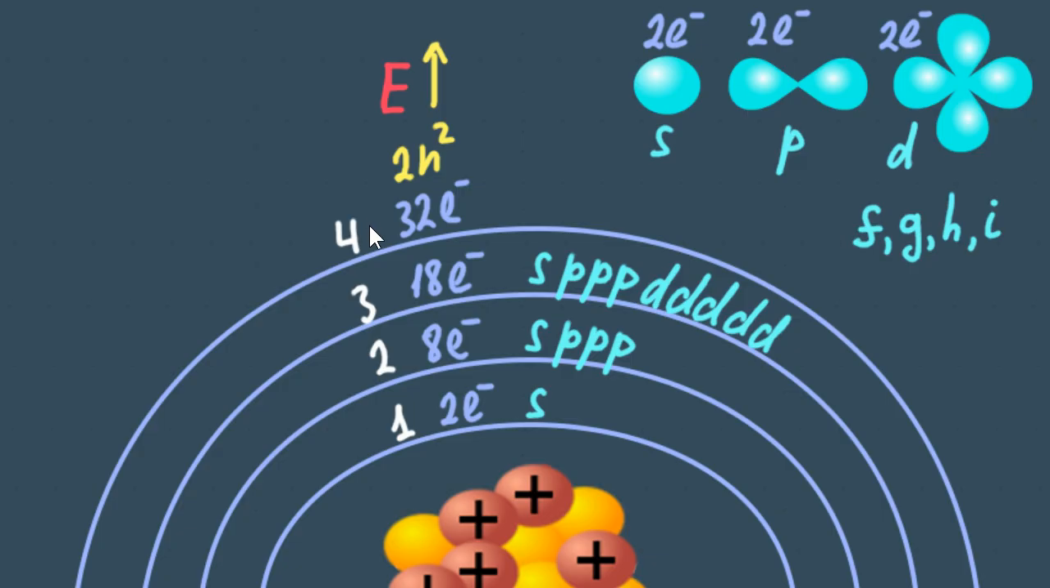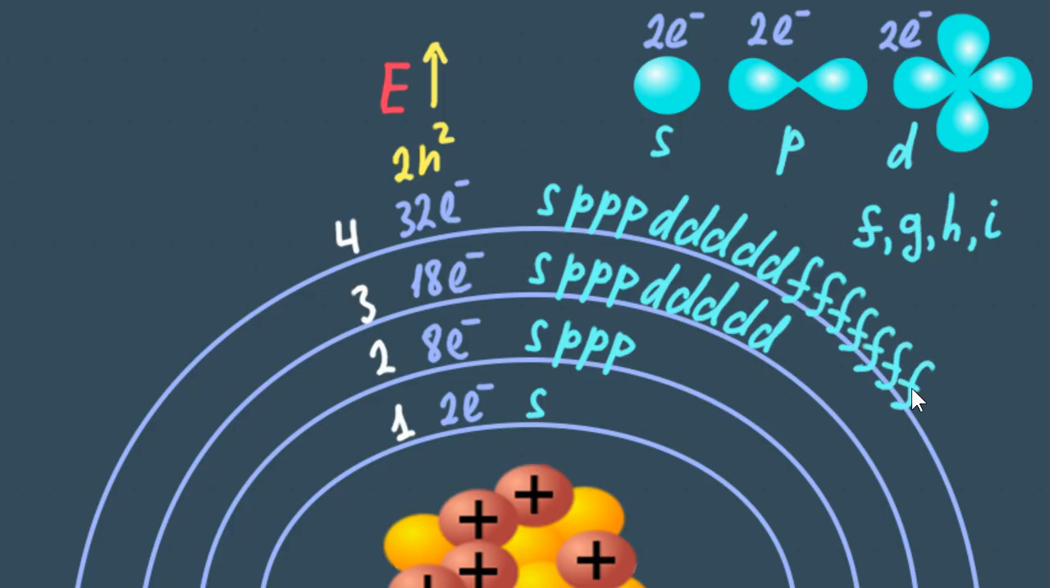At the fourth energy level, the first 18 electrons will be located in the same orbitals as at the third level. The remaining 14 electrons, subtract 18 from 32, get 14, will be located on 7 f orbitals. So we have considered the structure of the first 4 energy levels. Now let's look at some examples.